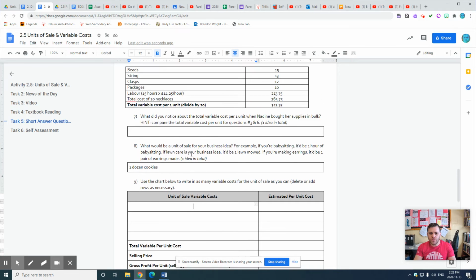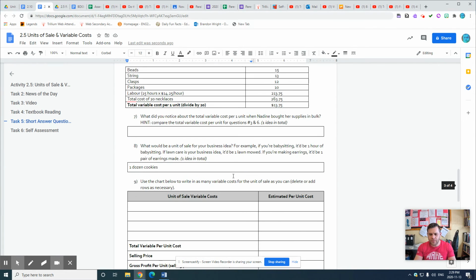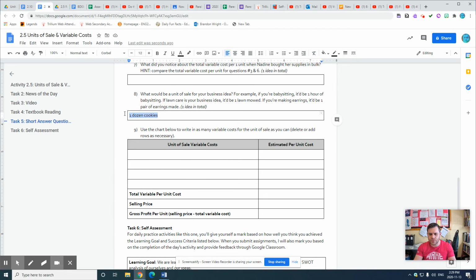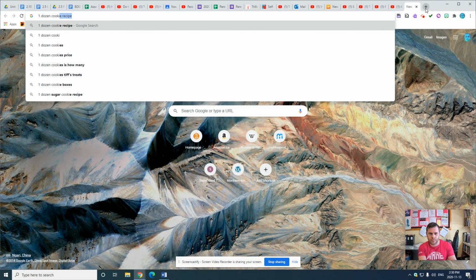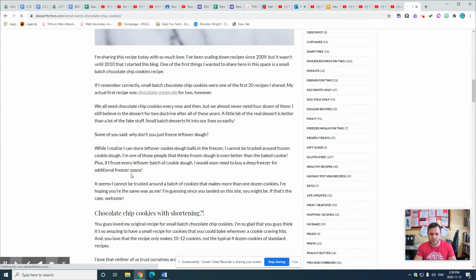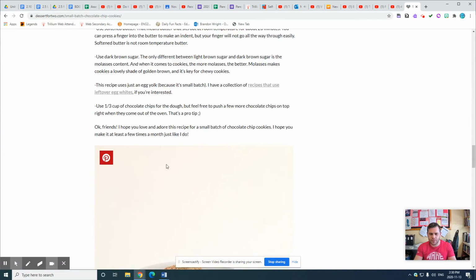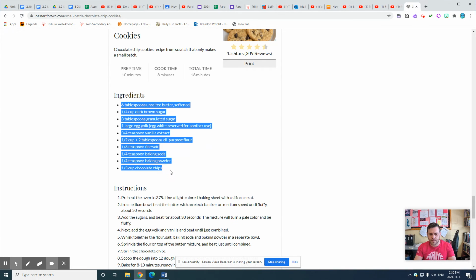Next, I want you to recreate this chart. But instead of doing it for Nadine's necklaces, you're doing it for your business idea. So let's go with 1 dozen cookies. All right, do I know the ingredients for cookies? I don't know. Let's find out. All right, what goes into cookies? I haven't made them in a while, so I do not know. Okay, we got these ingredients. Good to know.